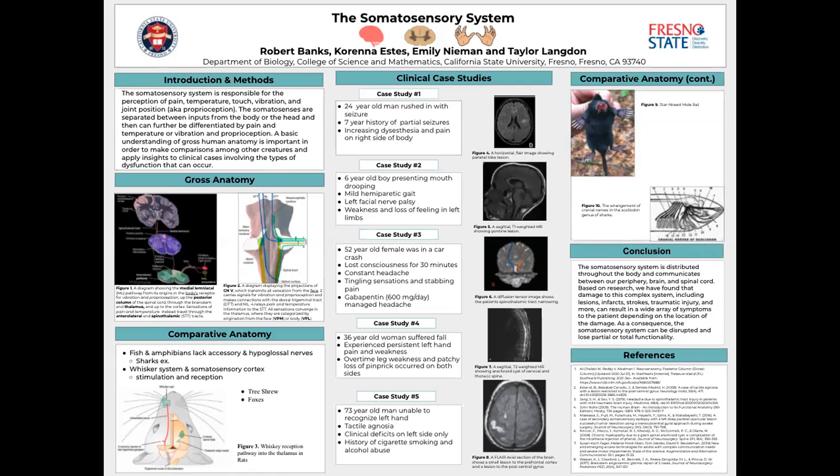And so for the gross anatomy, looking at figure 1, there are the two main pathways, which are pain and temperature, and the other is vibration and proprioception. The pain one is the yellow part of the diagram, and the vibration and proprioception one is the pinkish orange one.